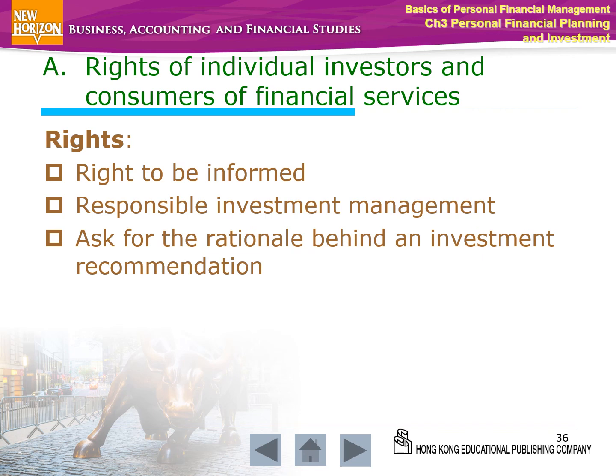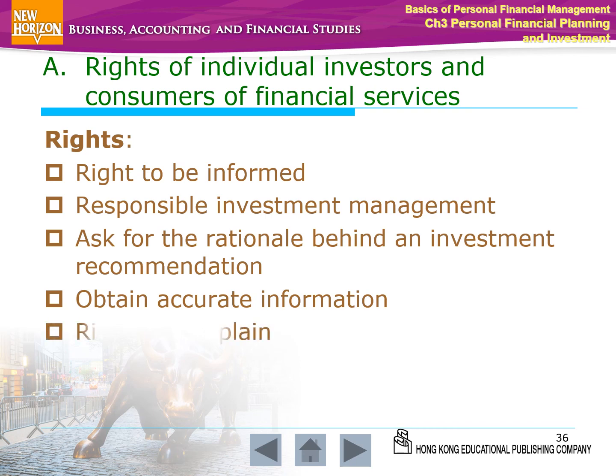They have the right to ask for the rationale behind investment recommendations. Say, for example, a middleman is going to tell you to invest in the shares of Hong Kong Bank. You may ask why they will invest your money in Hong Kong Bank instead of Tencent, which has good potential of a share price rise. Fourth, you may obtain accurate information, very simple.